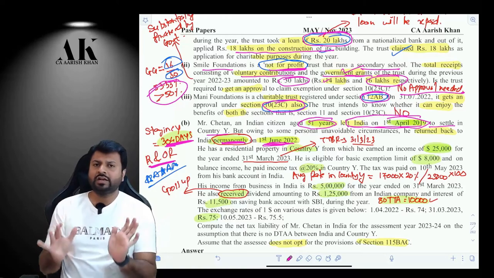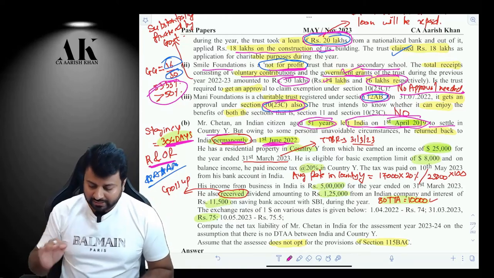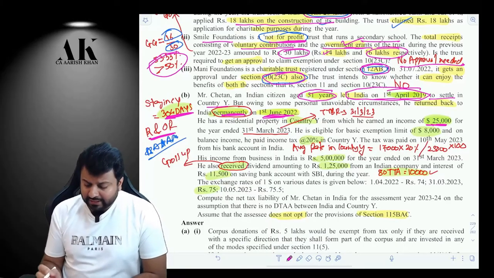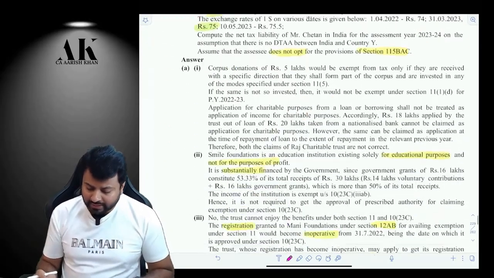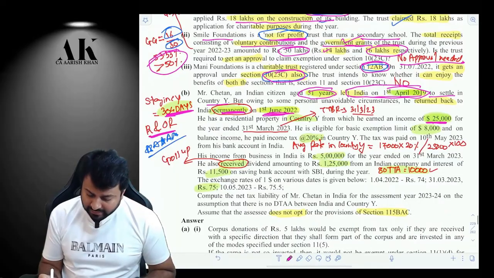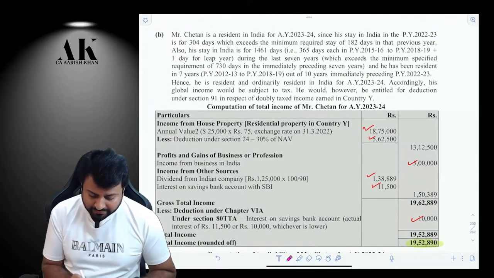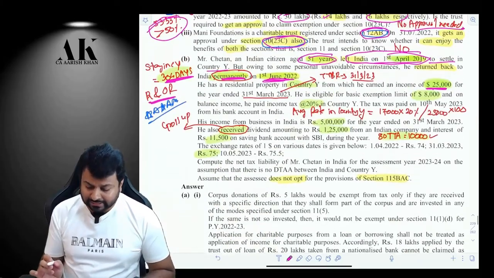Now, for resident and ordinary resident, world income is taxable. Now, he is earning some property rent from country Y. From country Y, he is earning how much rent? 25,000 rent he is earning. So, for that 25,000 rent, we are supposed to do what? We are supposed to multiply that 25,000 rent by 75. How am I taking 75?